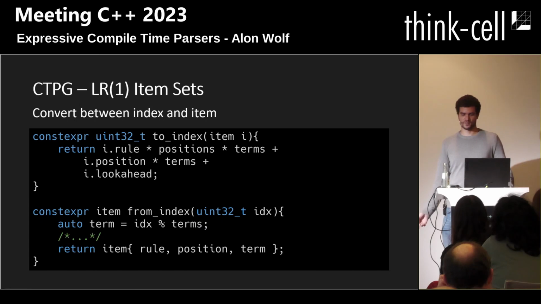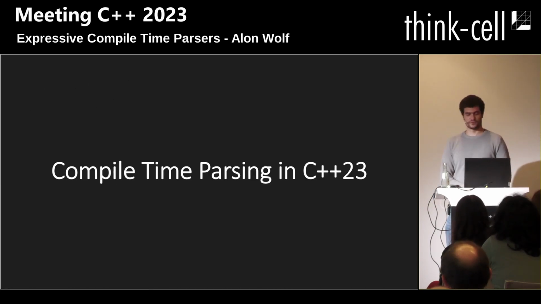It shows that some problems of compile-time code can become a lot simpler if we can find an upper limit and use a fixed-size container. Now, let's move to C++23.